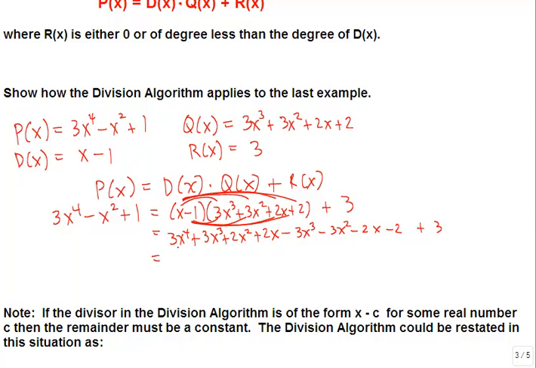So if we do this, I only have the 3x to the 4th term. My 3x cubed and minus 3x cubed cancel out. We have a 2x squared and a minus 3x squared, so those combine to a minus x squared. My 2x and minus 2x cancel out, and my minus 2 and my plus 3 give me plus 1. And that's exactly what my original polynomial was. So it does all work out. Really all this division algorithm is saying is your divisor times your quotient plus your remainder added back in should give you back the original problem.